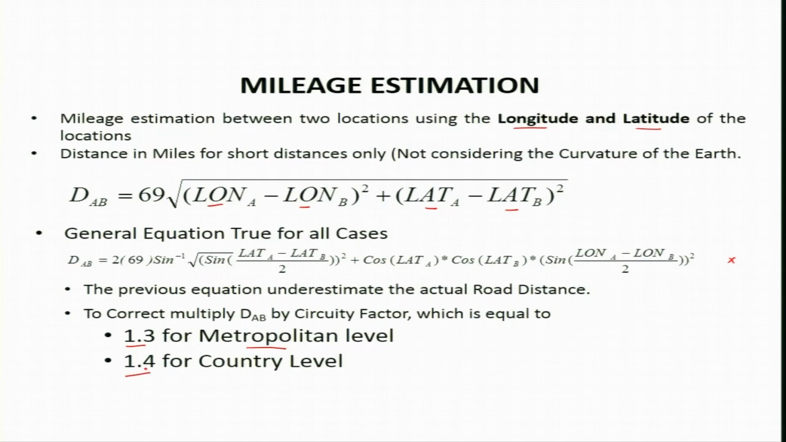For a country level, this factor may be multiplied by 1.4 also. So, we can use this, it is a very simple formula. If we know the longitude and latitude of two locations, we can calculate the distance between the two locations with the help of this formula, and then we can moderate it depending upon whether a straight route is available between them, or if the route is not available, then accordingly we can give this factor of 1.3, 1.4.